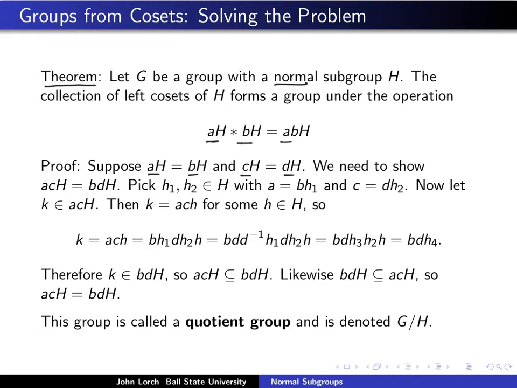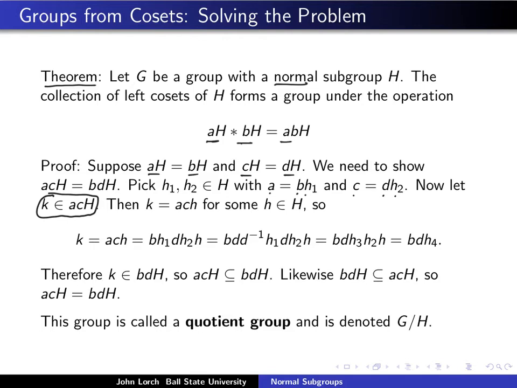Now, a is a member of the left coset aH, but that's the same as bH, and so I know that I can write a as b times something in H. And similarly, I can write c as d times something else in H. So now let's just pick some arbitrary thing, k, inside of the left coset acH. And our goal ultimately will be to show that that thing lies also in bdH.